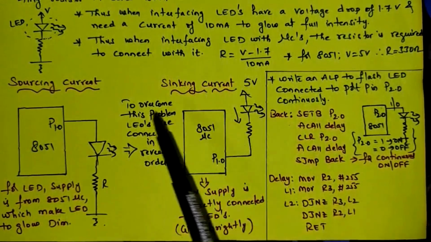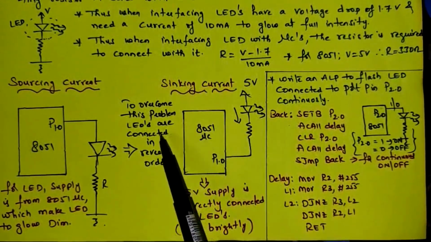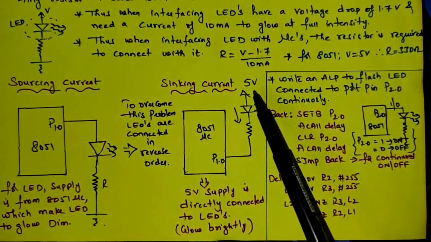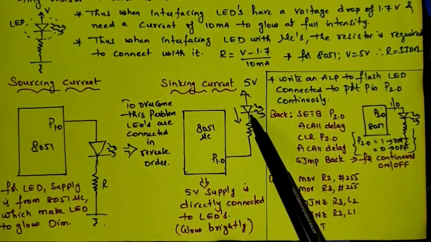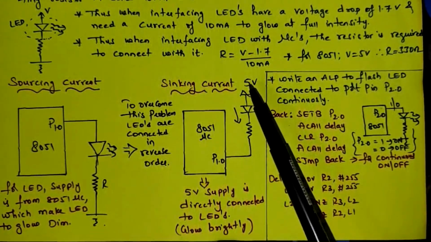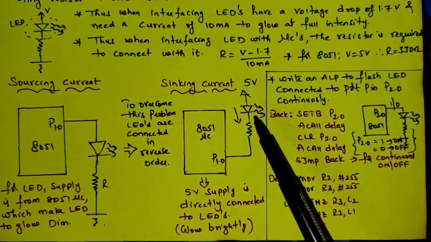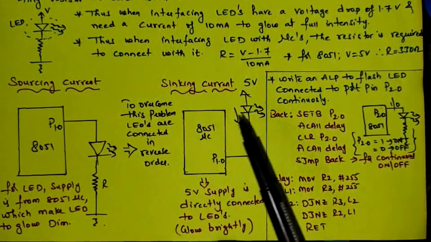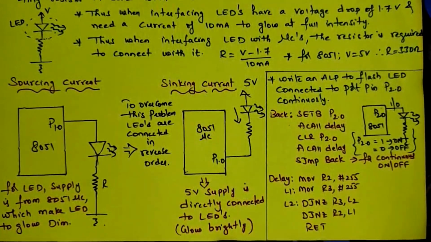Which makes the LED glow dim. To overcome this problem, LEDs are connected in reverse order. Here, if you observe, the 5 volt supply is directly connected to the LED, so whenever we connect a direct supply to the LED, it glows brighter. This problem is overcome by the process of sinking current.